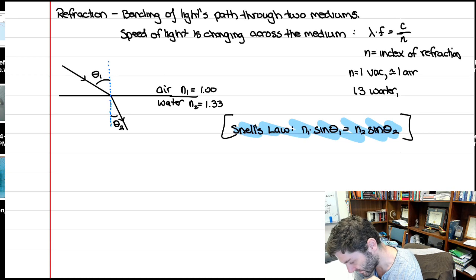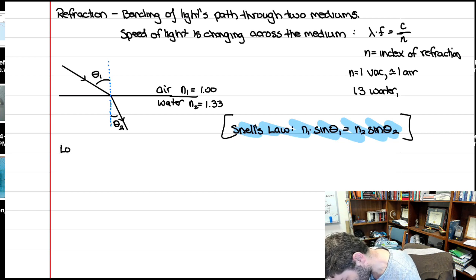And the way I've drawn it, notice that when you go from small to big N, the light bends towards the normal.